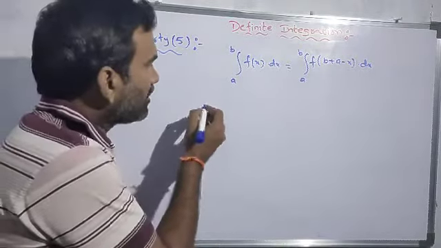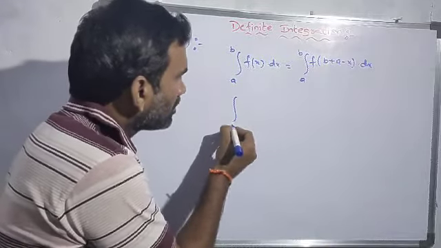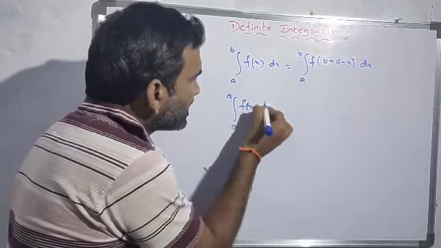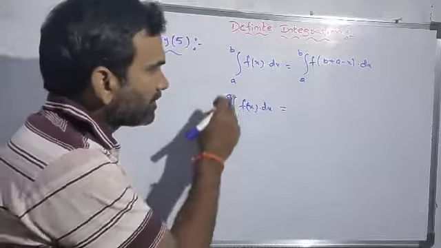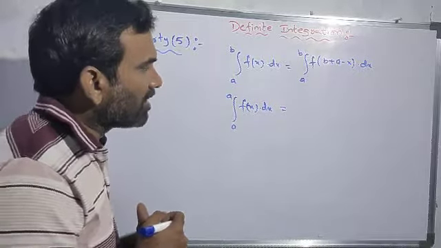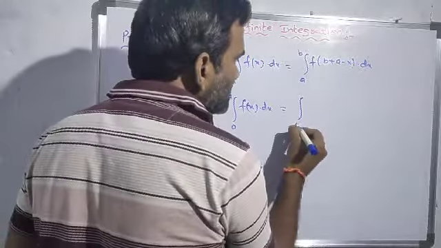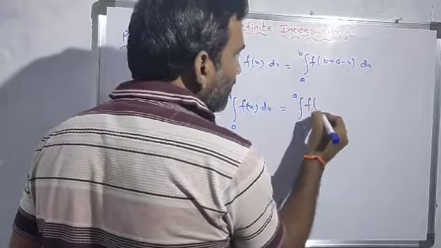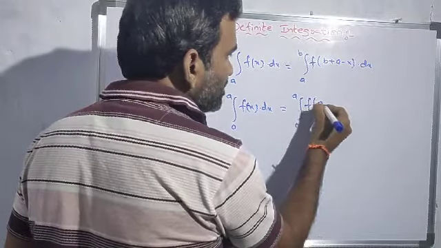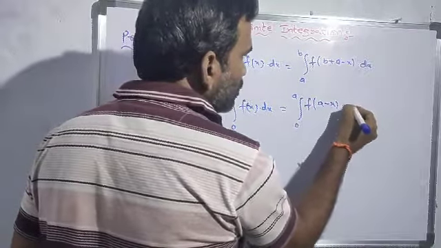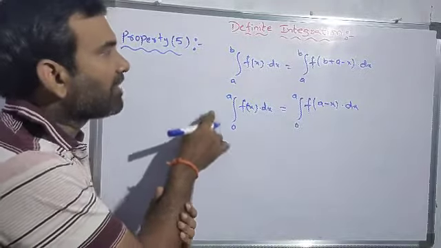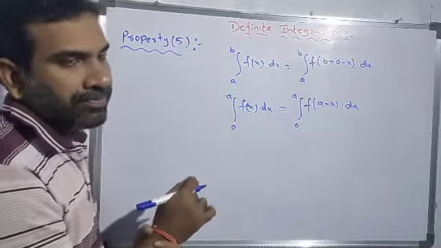Similarly, the integral from 0 to a of f of x dx: in the place of a we have 0, in the place of b we now have a. Then this value we can also write as the integral from 0 to a of f of (a plus 0 minus x) dx. So this is also one property; actually it is an application of this property, both are the same.